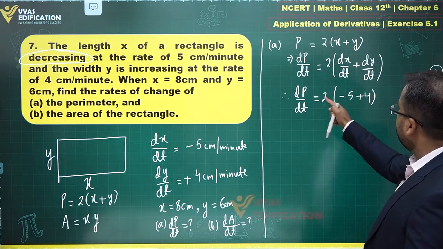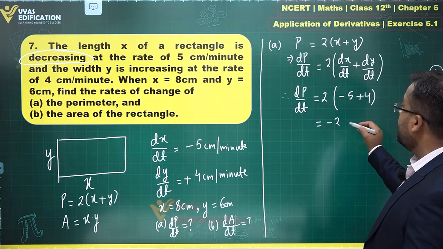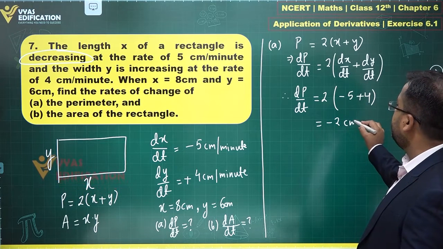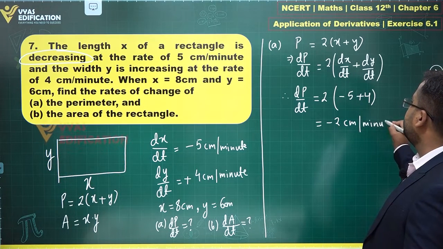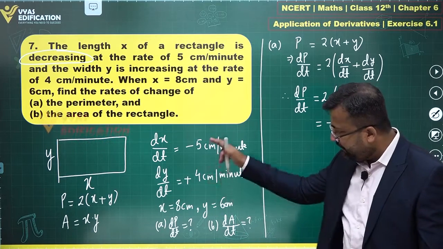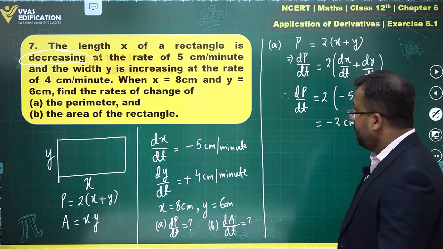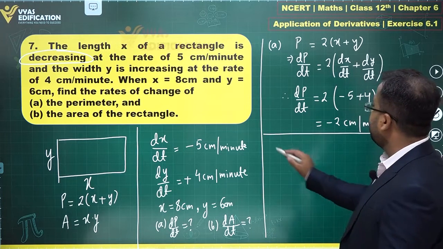This is minus 1 and 2 will become minus 2. And what's the unit? This is in centimeter, this is in minute, so this will be centimeter per minute. Since the units are consistent over here, in the given data there is no inconsistency, right? What about the second part?